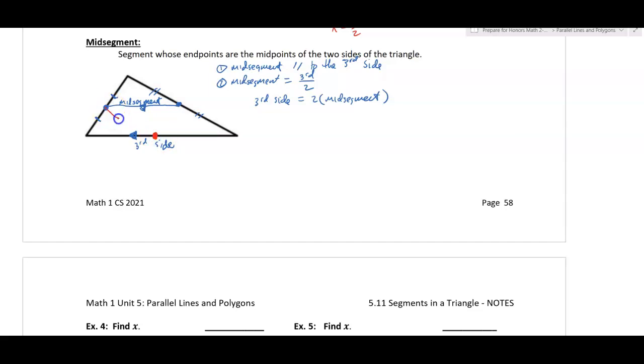So if I look at this one, connect those midpoints. This line would be parallel to this line. If I draw a third one in, like this, that midsegment would be parallel to that line.